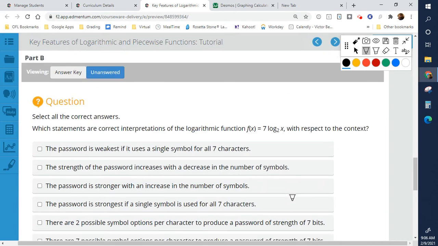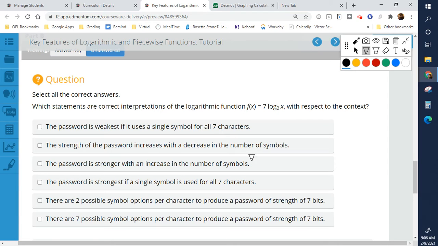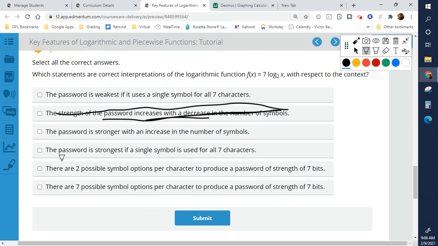So for the number of symbols, that's x. If we increase the number of symbols, the strength of the password gets stronger, but we're not going to decrease it. So we're not going to do this one for sure. We want to increase the number of symbols, not decrease them. Next one, the password is stronger with an increase in the number of symbols. Yeah, that's the exact opposite of what I just crossed out. So we definitely want that.